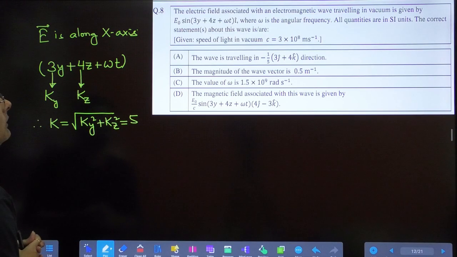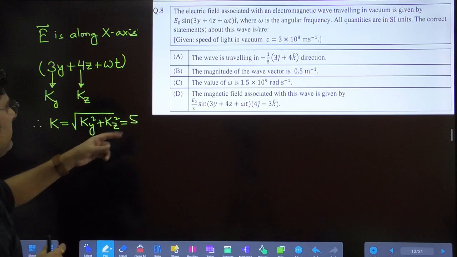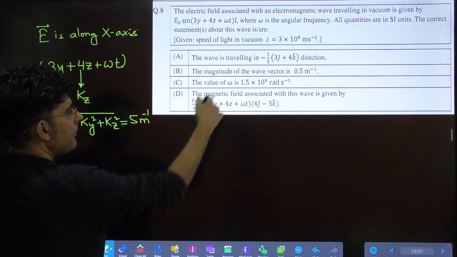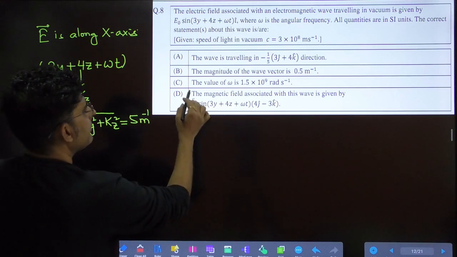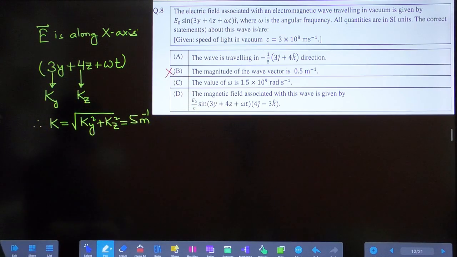So it will become 5 from here. Now next thing, we are getting this as 5 meter inverse. They have given the magnitude of wave vector as 0.5. So this is wrong. B is wrong.